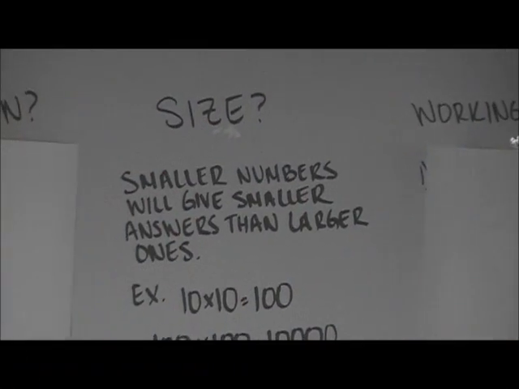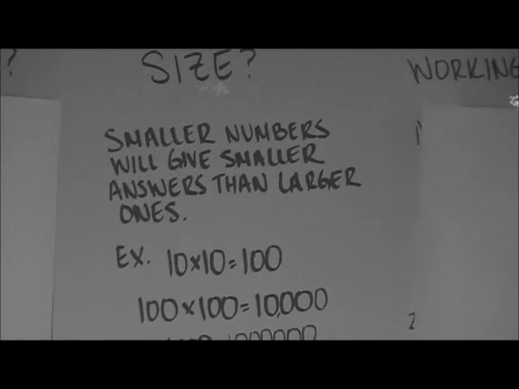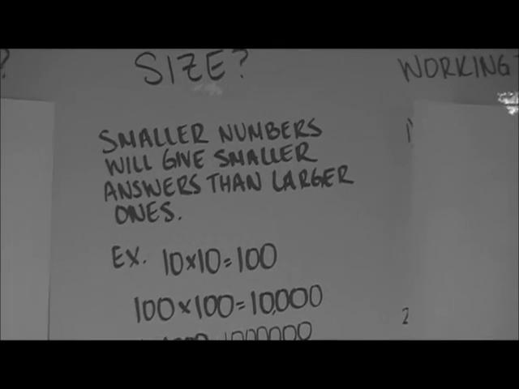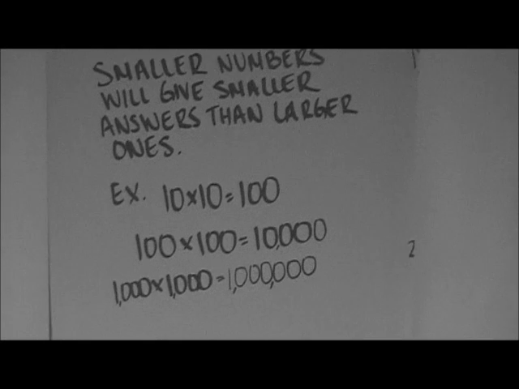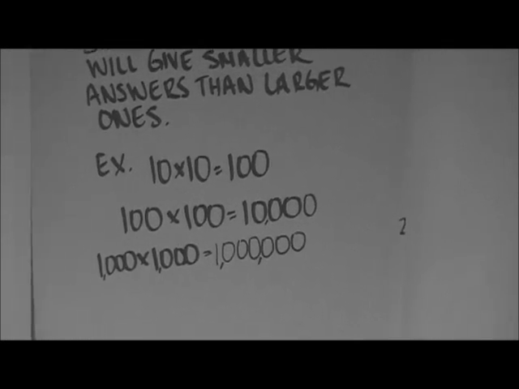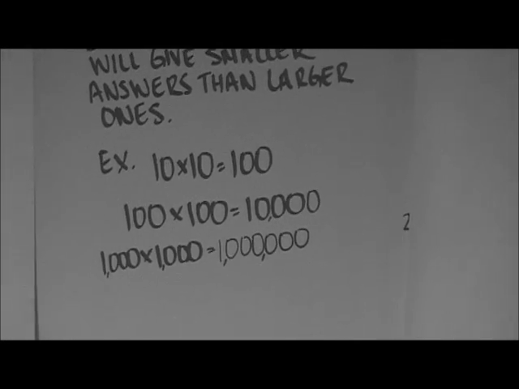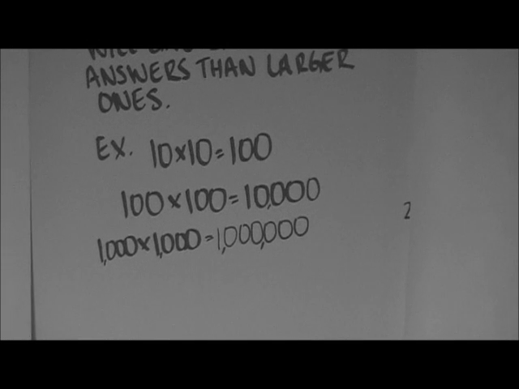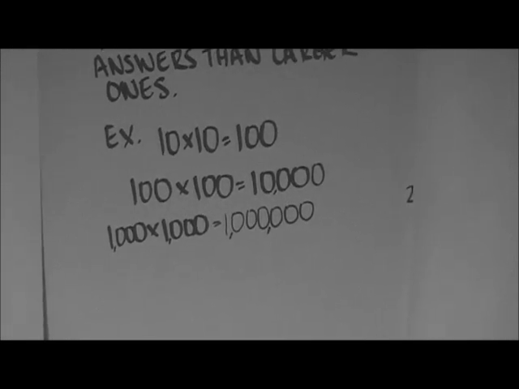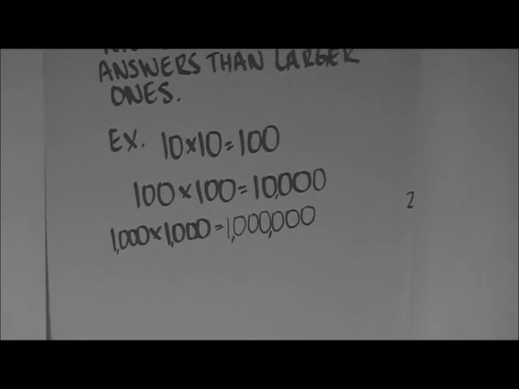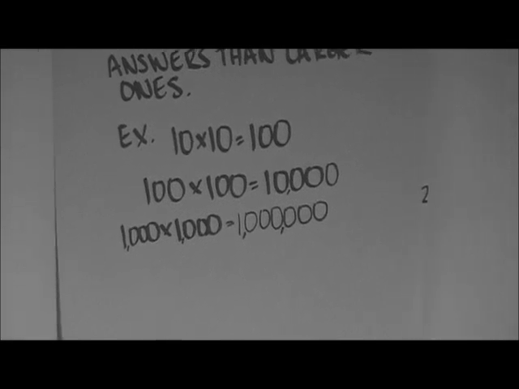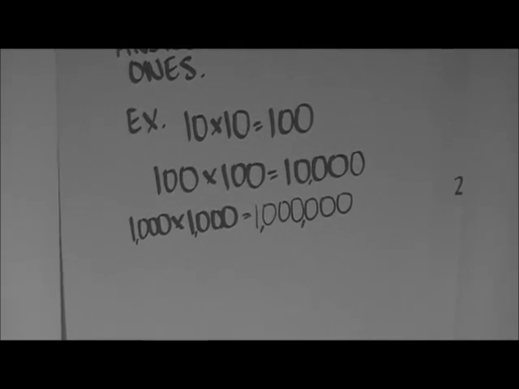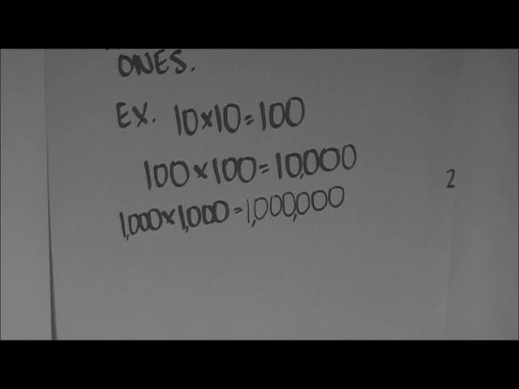Another determining factor is size. Smaller numbers will give smaller answers than larger numbers. For example, 10 times 10 equals 100. Those are not very large numbers. But then, if we go to 100 times 100, which is getting larger, our answer is 10,000. And if we go to 1,000 times 1,000, our answer is 1,000,000.